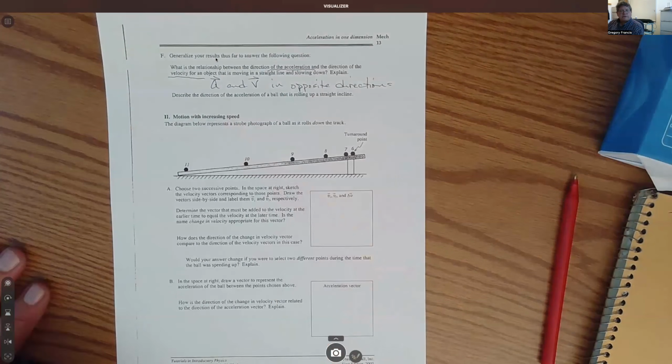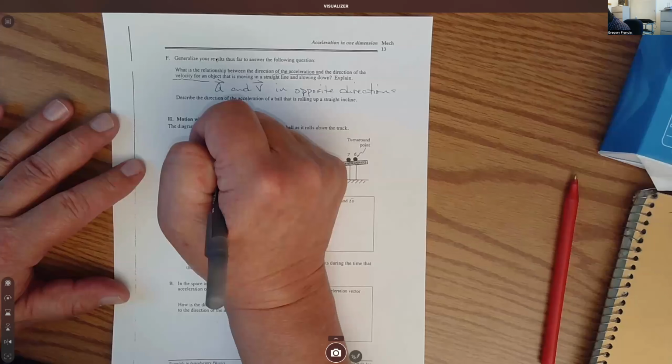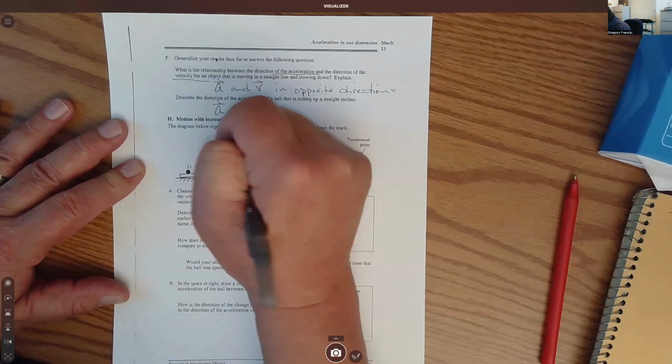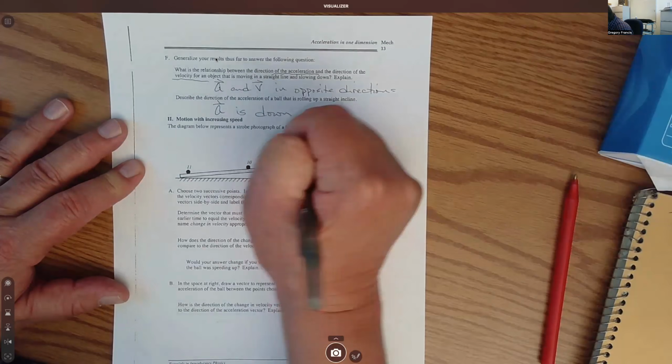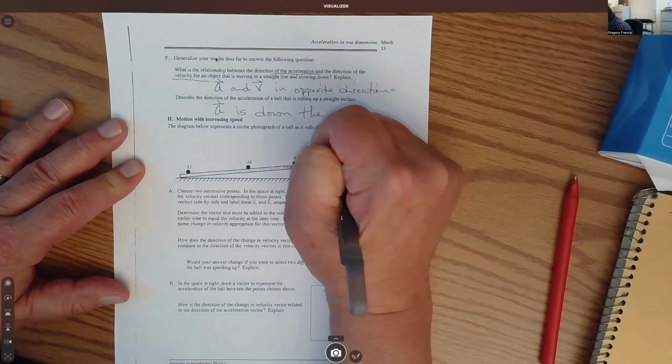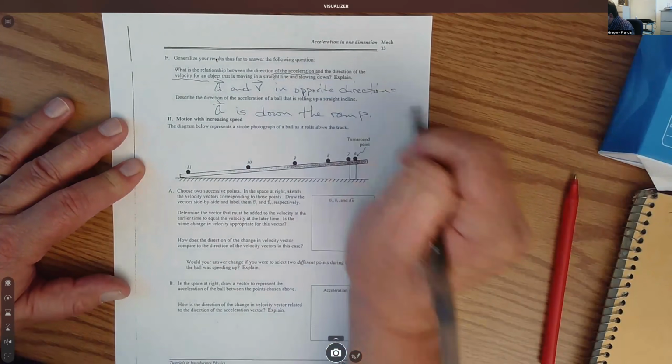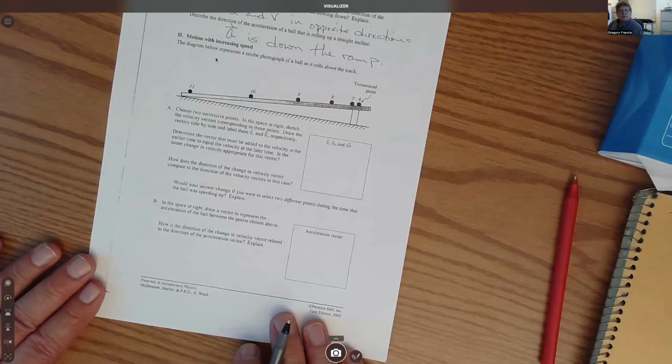Now, this next question is a very specific one. What about the case of a ball rolling up the ramp and slowing down? Well, since the ball is moving up the ramp, the velocity is up the ramp, and so that means the acceleration has to be opposite the velocity, or down the ramp. So I would say the acceleration is down the ramp. Okay. So far, so good.